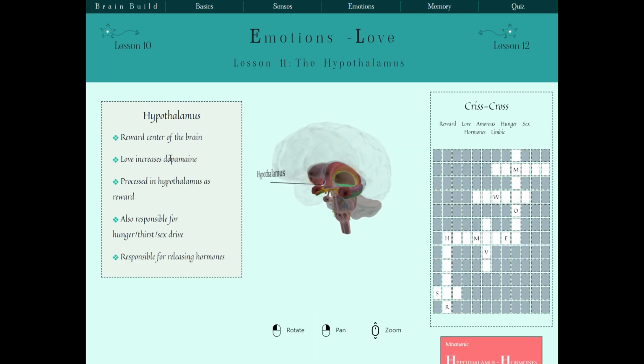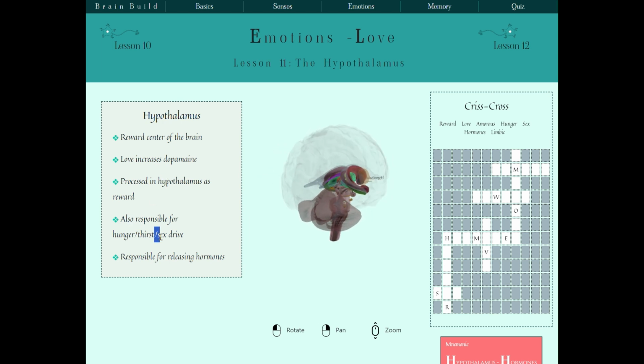Hypothalamus, reward center of the brain. Love increases dopamine, processed in the hypothalamus as reward. Also responsible for hunger, thirst, and sex drive. Responsible for releasing hormones. Looks like that's up front there, inside the inner brain.